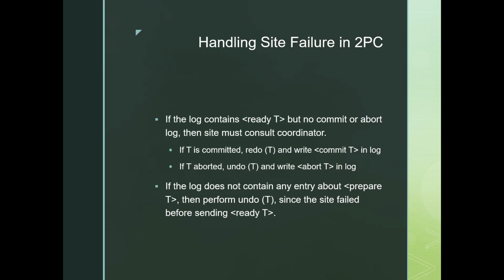If the coordinator says that it has entered commit T, the site would have to redo T and commit T. But if the coordinator says that the transaction was aborted, then undo the operations that were done on T and abort T in the log. But if the log does not contain any entry about prepare T, that means the site had failed before sending the ready T reply. That means you have to undo T in that case.